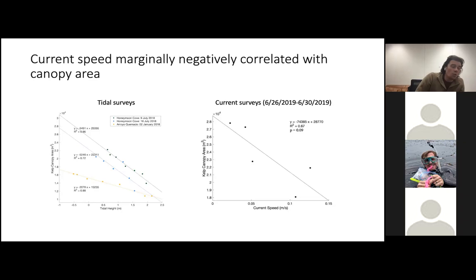We see a marginal negative correlation with canopy area. This is a bit tough because we have a very limited data size. And so we see a marginal p-value, but a pretty strong effect size. Actually, a really surprisingly strong effect size. We found that canopy area declined by about 32% for every 0.1 meter per second increase in current velocity, which seems strong to me. And I think this indicates that we need more data to really get at the effect of current speed. That seems a bit strong.